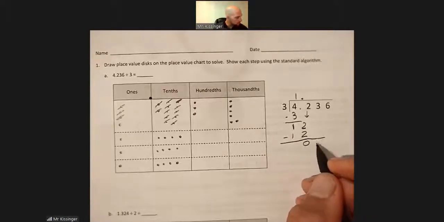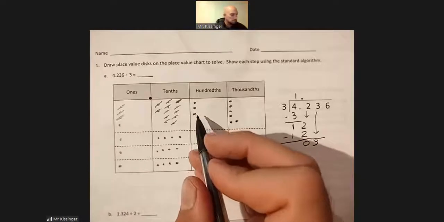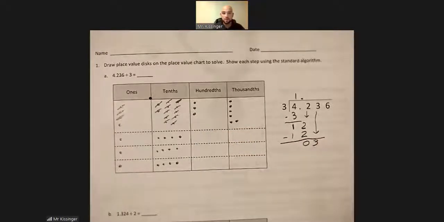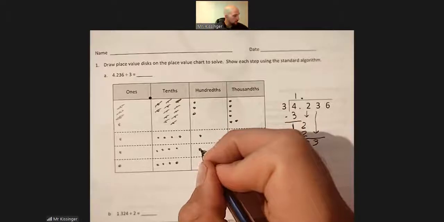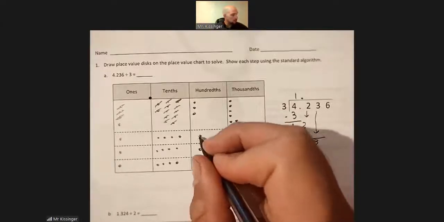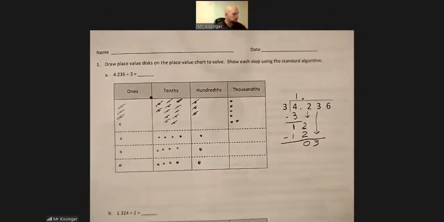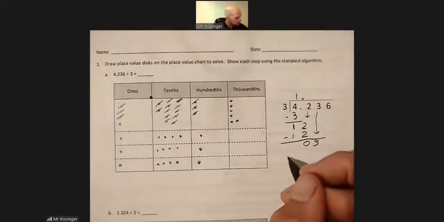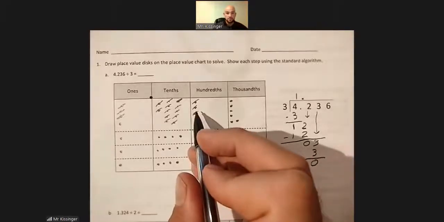And then what we'll do is we're going to bring down this 3 for our 3 hundredths. Well, 3 hundredths can also be split evenly into 3 parts. So we will do 1 here, 1 here, and 1 here. 1 in each section gives us all 3. We can cross out those 3 hundredths. And we're going to subtract 3. Again, that's going to give us 0 because we don't have any more hundredths left.